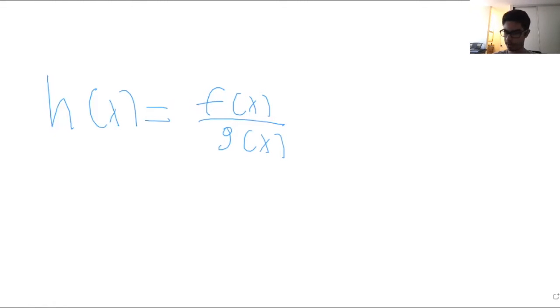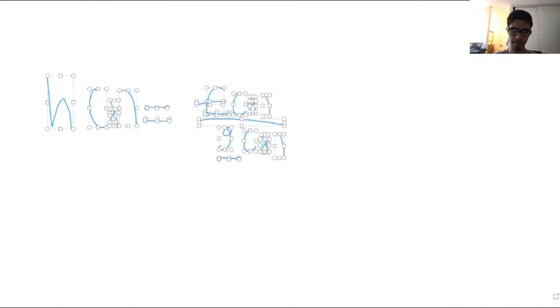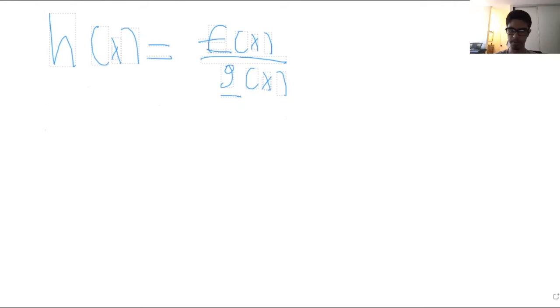Okay, so recap here. h of x is our bigger function that encompasses two functions, f of x and then g of x. And f of x and g of x are being divided essentially, hence the quotient rule. So keeping this in mind, let me bring this on top here. There we go. All right, keeping that in mind.